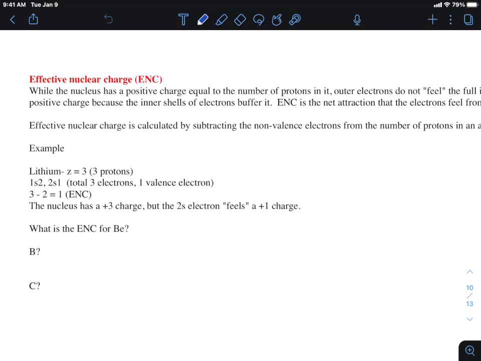Okay, so today's topic of effective nuclear charge is the first periodic trend. There's going to be 3 trends that we go over in this unit, and there's another one that we go over next unit.